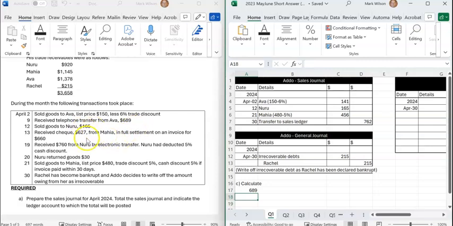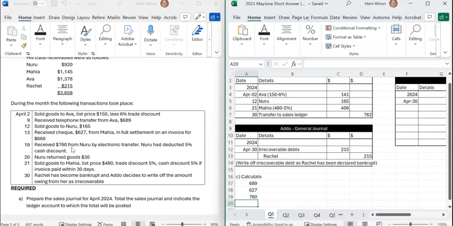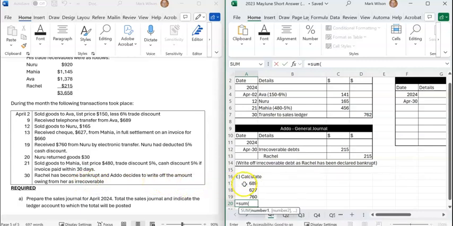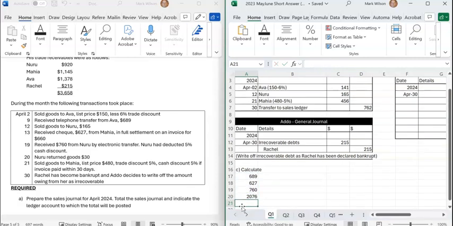Sold goods, so it's not that one. Received a check of 627, so that's the money coming in. Excellent. Received 760. And there is no other money coming in, so we'll just add those up. So that's the total amount coming in. All right, and we're going to use that in our sales ledger when we come over here.